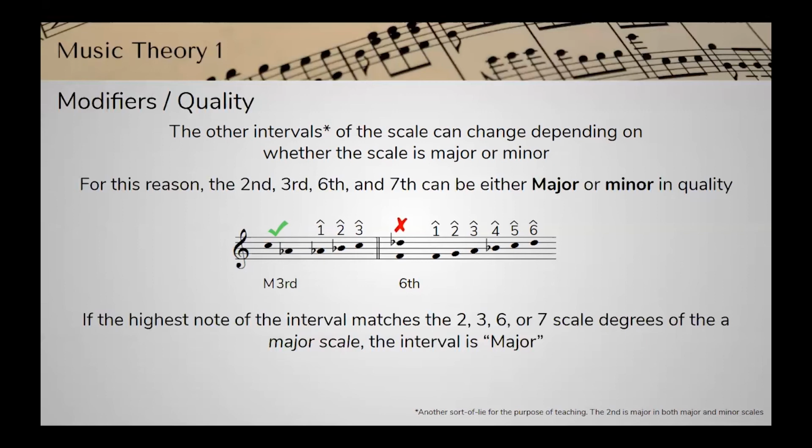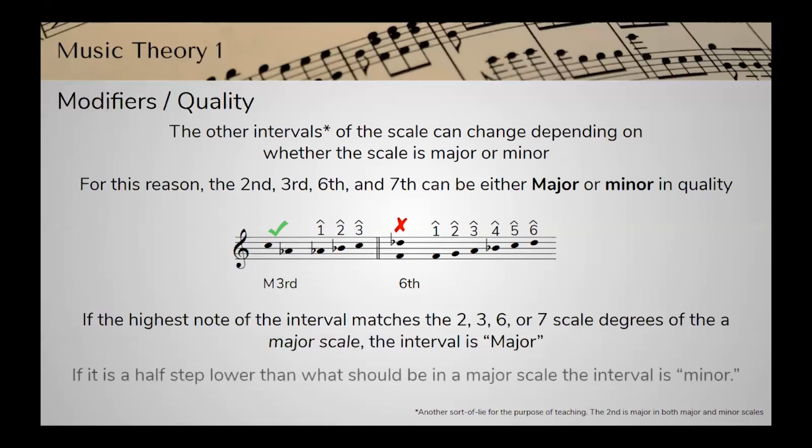And in fact, it is a half step lower than it should be, because D flat is a half step lower than D. So whenever a major interval is smaller than it should be by a half step, it becomes a minor interval. Since that top note should be a D in order to be major, we know that if it's a D flat, which is smaller by a half step, it's a minor sixth. So that's a minor sixth there.